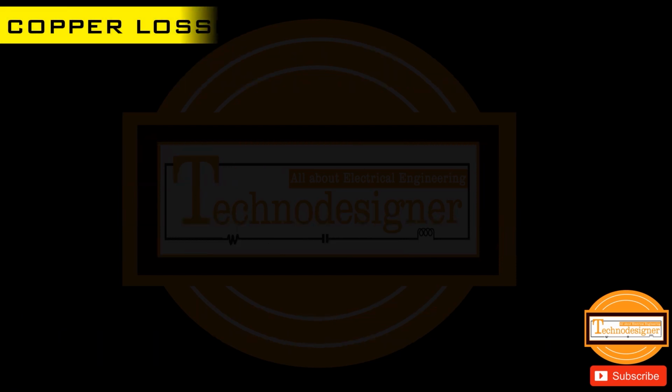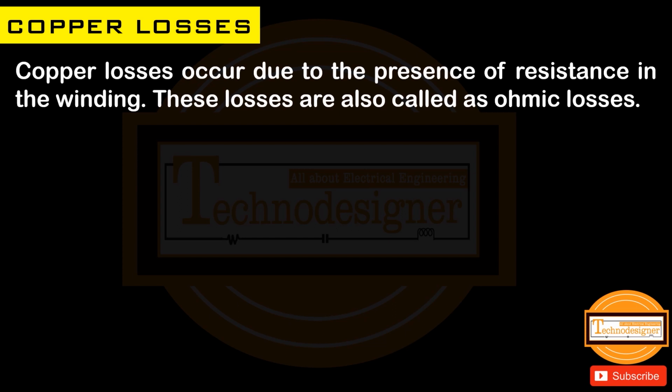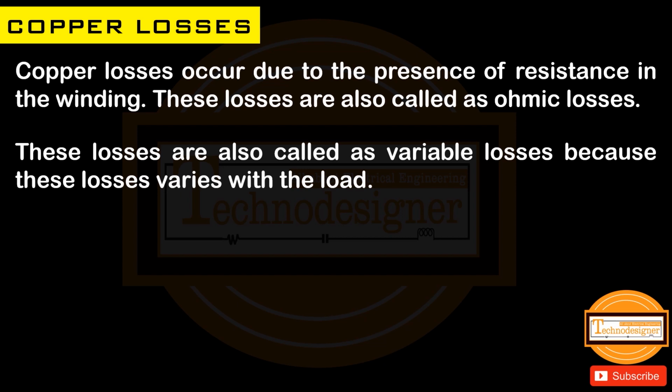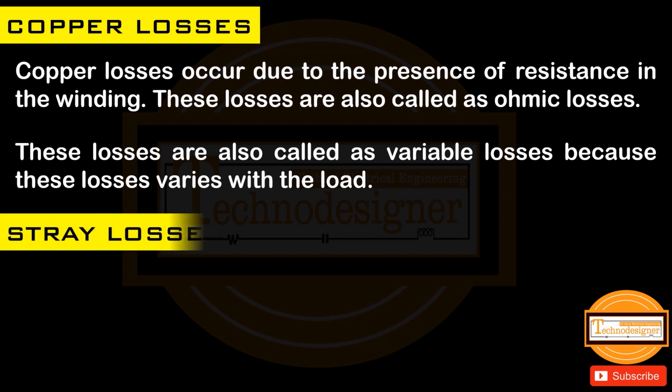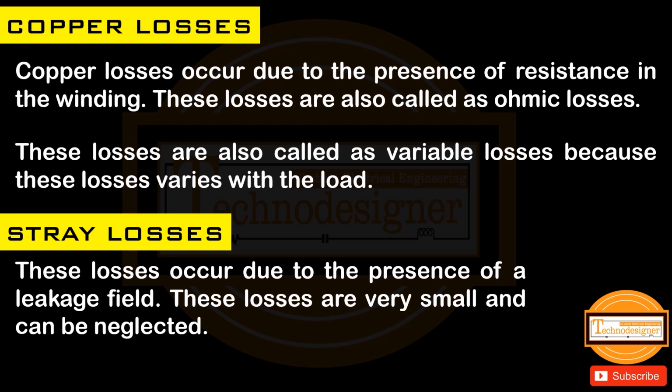Copper losses. Copper losses occur due to the presence of resistance in the winding. These losses are also called ohmic losses. These losses are also called variable losses because they vary with the load. Stray loss. These losses occur due to the presence of a leakage field. These losses are very small and can be neglected.